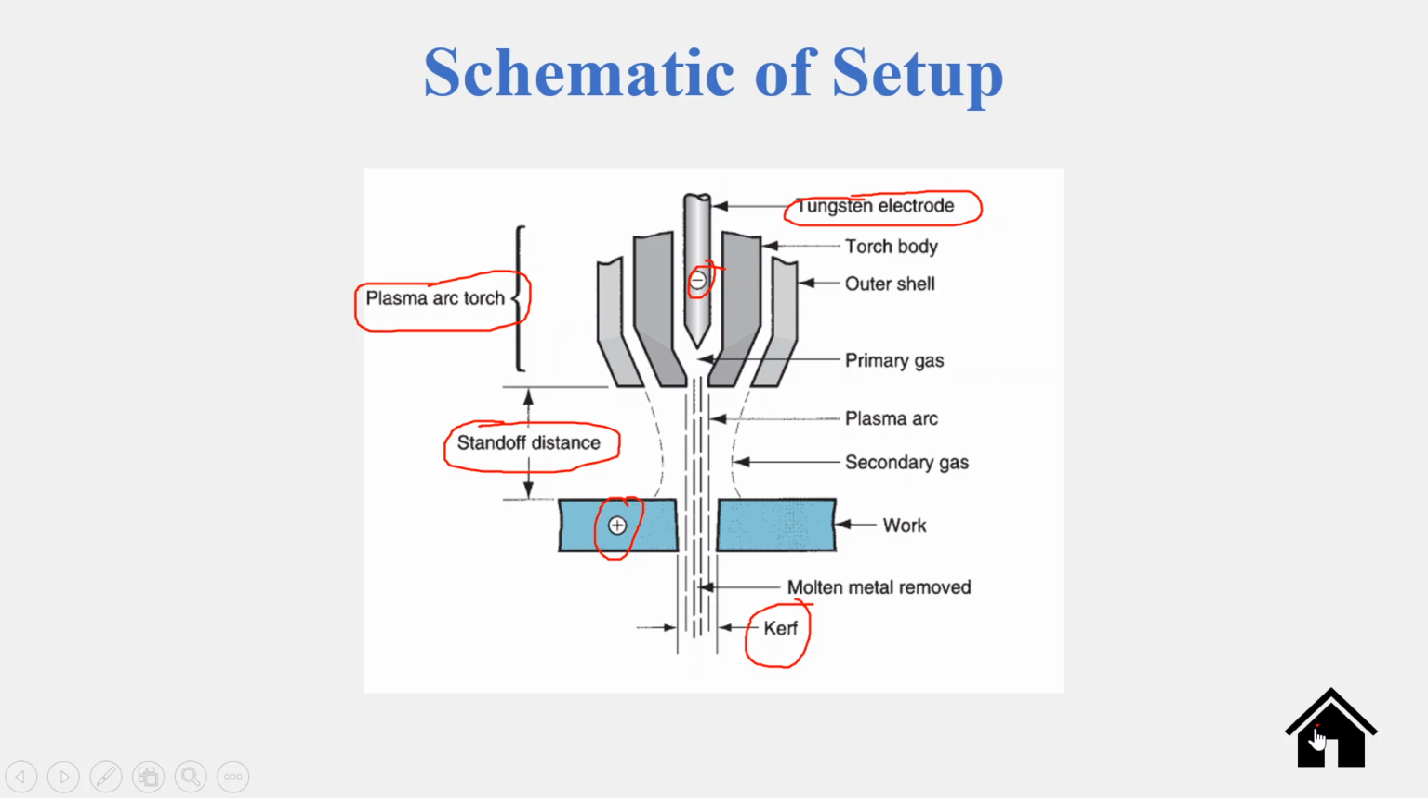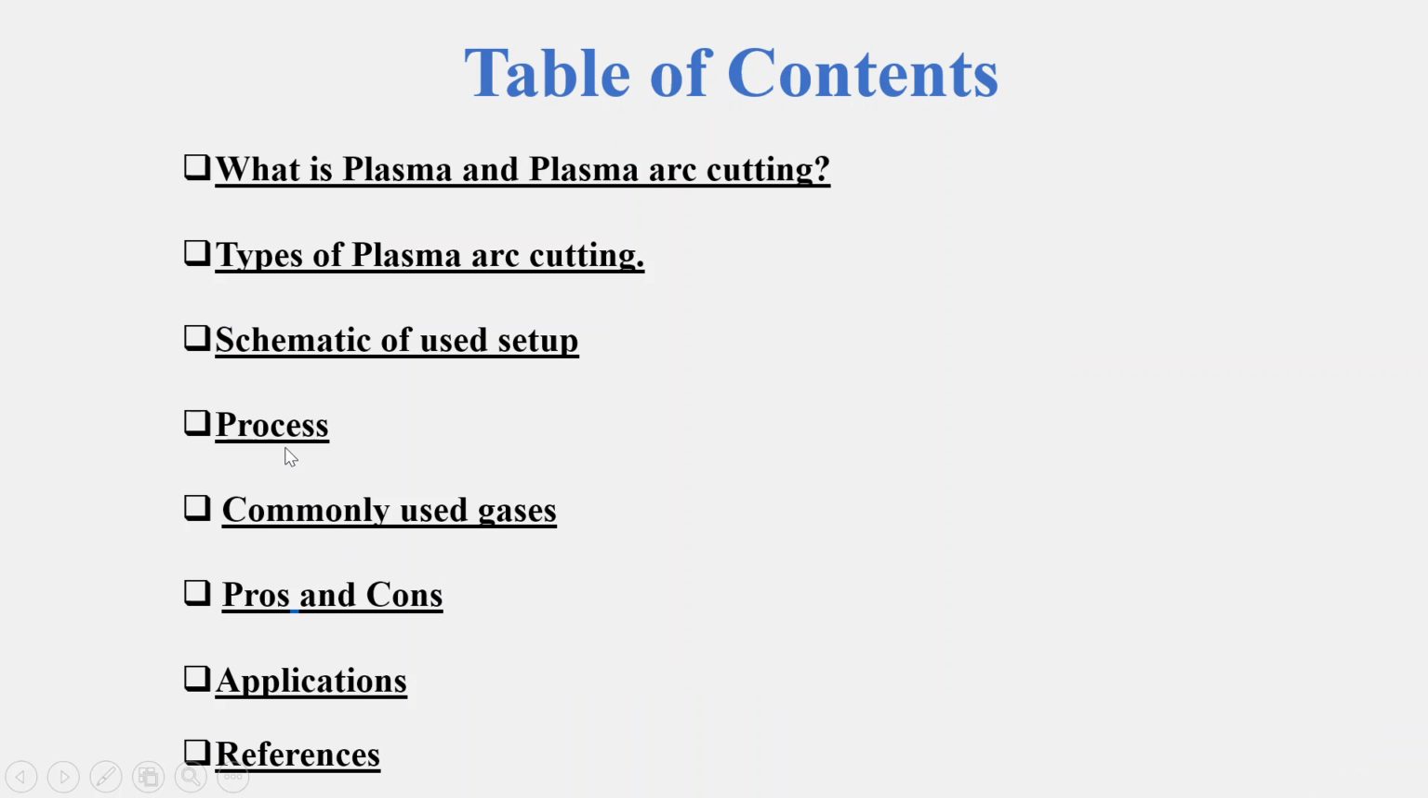So, moving back to our home page, the next slide is the process, that is, what process or processes are carried out to achieve the desired cut on the metal surface.